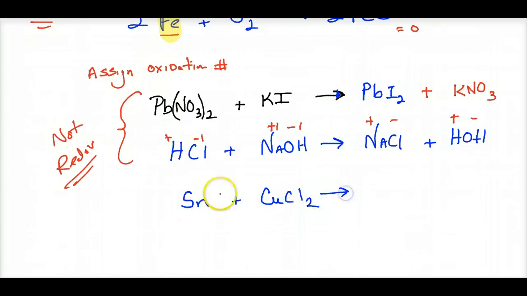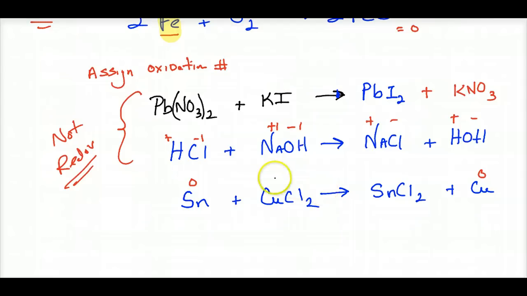Okay, what's going to happen is the tin is going to replace the copper and make tin chloride plus the free copper. This is a single replacement. Is this a redox? And you would say, yes, you see a standalone element. If it's by itself, it's zero. When it's bonded to something, it's other than zero. So that's very important you recognize.